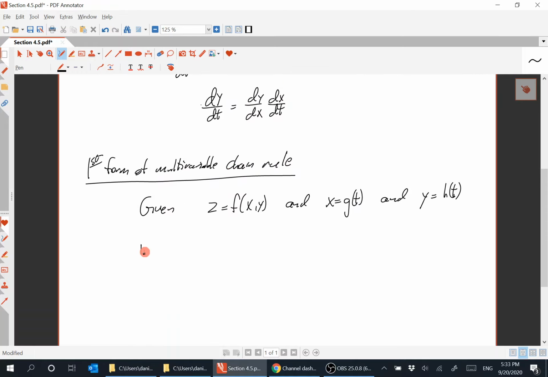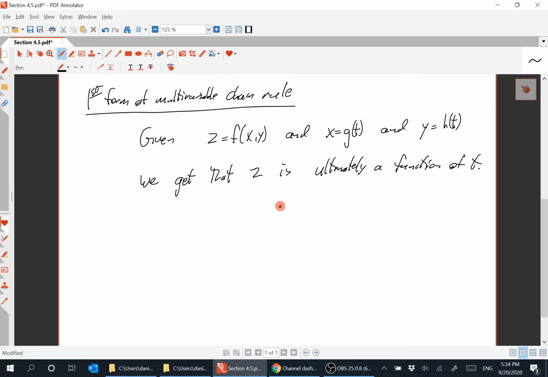Okay, we get that z is ultimately a function of t, right? We have the function z on the top, and z is written in terms of x and y, and then x and y are both written in terms of t. So we've got this tree structure here.